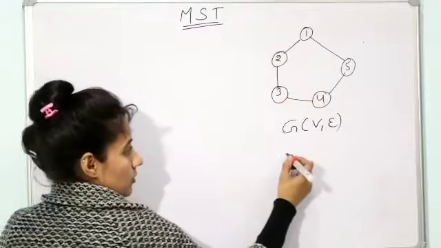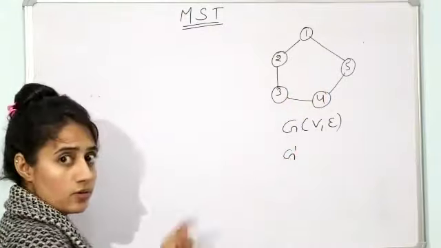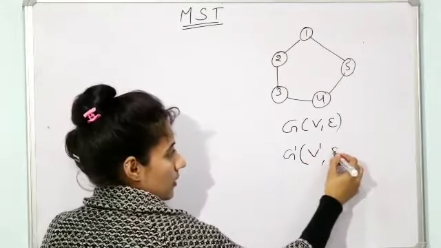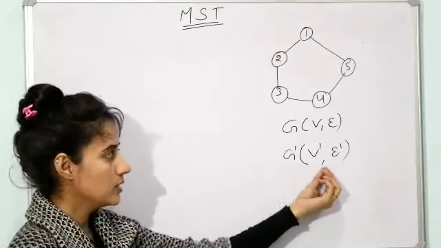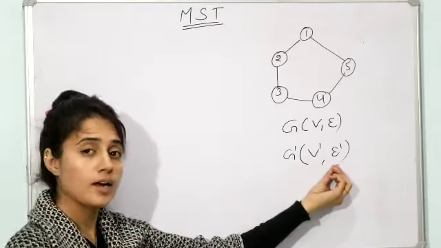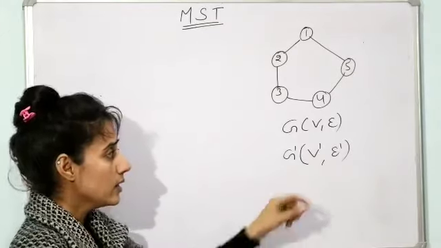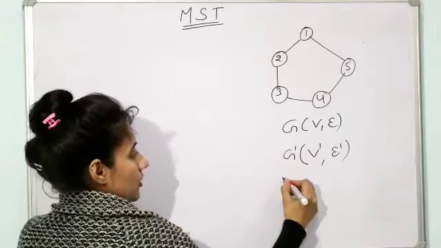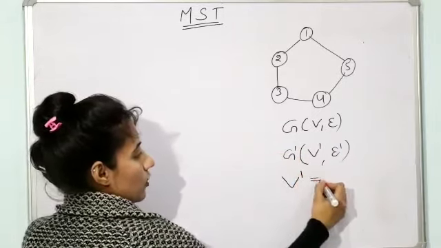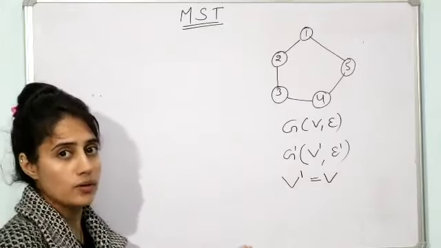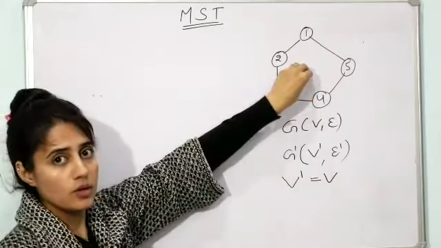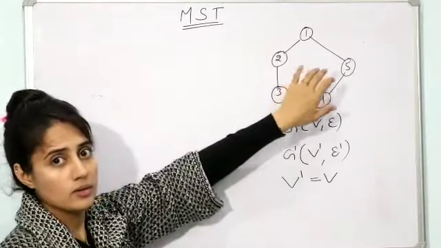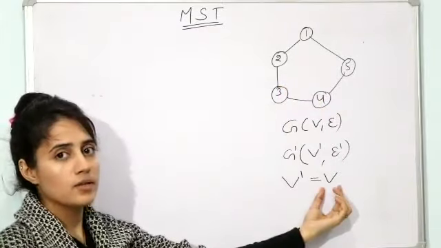Fine. Suppose G dash is a spanning tree of this graph. That spanning tree would contain V dash number of vertices and E dash number of edges. Okay. Now what is the relation between this V dash and V, and E dash and E? Mathematically you can write V dash is equal to V. In a spanning tree of a given graph, all the vertices would be the same as in that graph. Fine. So V dash would be same as V.